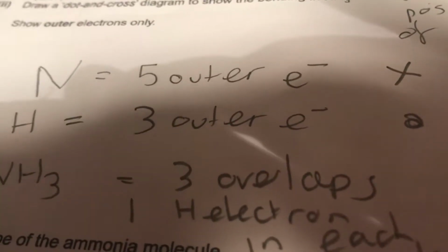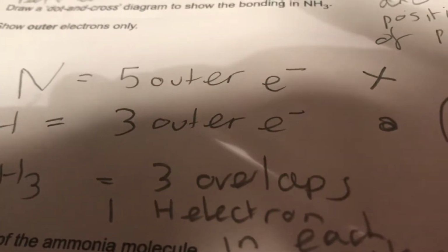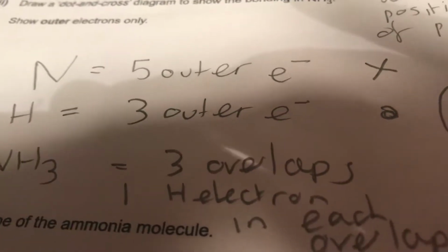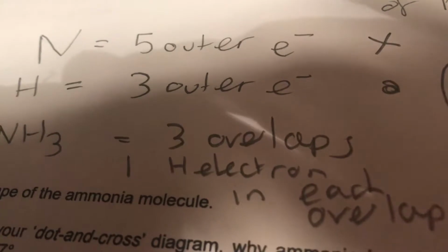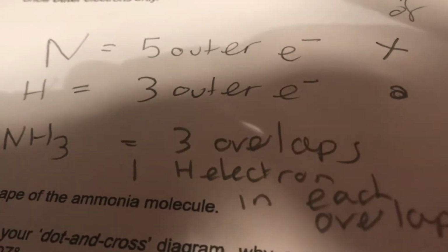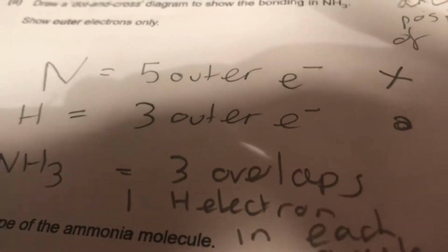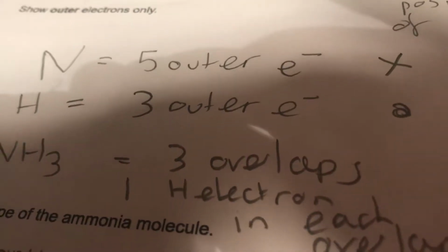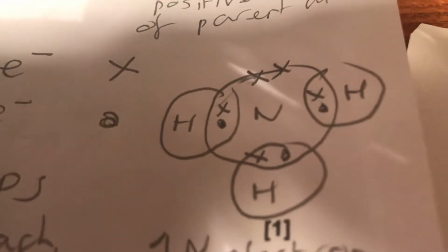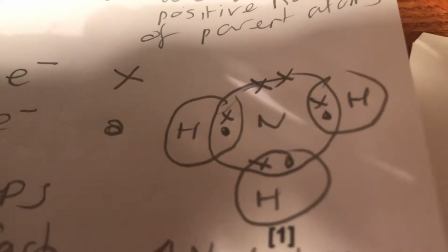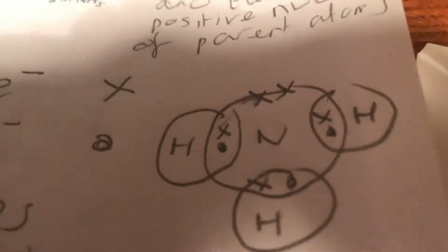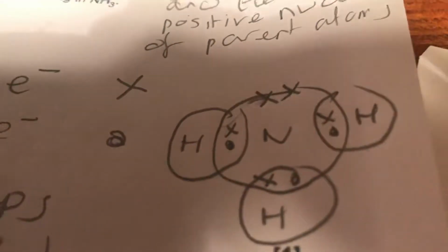I'm using dots to represent the hydrogen electrons. As there are 3 overlaps and 5 outer nitrogen electrons, that means I can have 1 nitrogen electron in each overlap and 2 left over. And I'm using crosses to notate the nitrogen's electrons. So I end up with this diagram where I have 3 overlaps. In each overlap, 1 cross and 1 dot, and then 2 spare electrons or 2 lone pair electrons on the nitrogen.